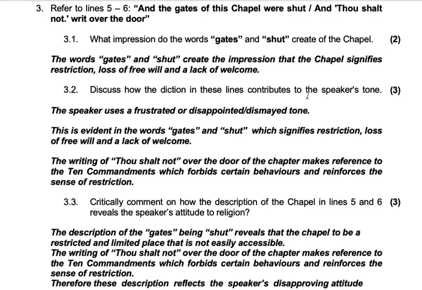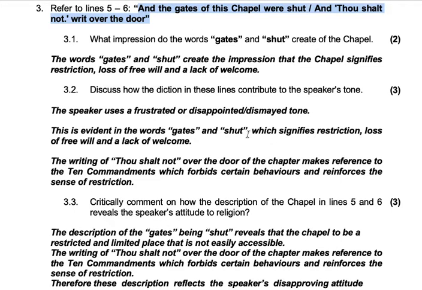Okay, 3.2. Discuss how the diction in these lines contributes to the speaker's tone. Okay, so again, you break it up. It's 3 marks there. Right? So diction, we know, refers to words. Diction equals words. You must remember this when you study. Okay, so you need to quote words, or quote examples from the poem, but not from the whole poem, from lines 5 to 6, right?